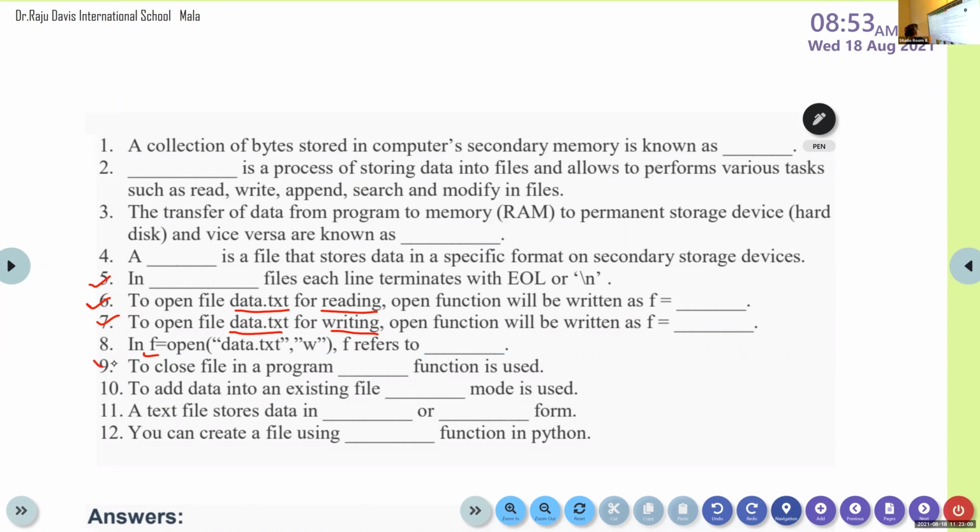To close, this is also familiar to you. To close a file, which function do you have to use? To add, what do we have to do? For this, I will give you the clue. I have just explained this with the help of my name, adding data into an existing file. Then a text file can be stored in two ways. Then this one also, when you want to create a file, which function do you use? Shall we discuss?